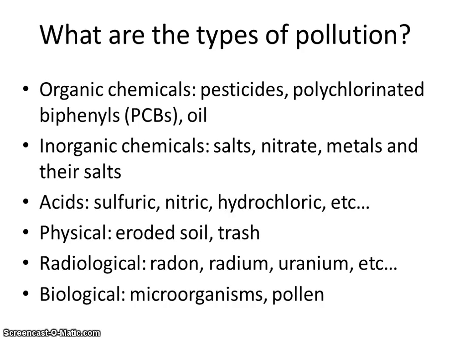What are the types of pollution? Organic chemicals such as pesticides, polychlorinated biphenyls known as PCBs, oil. Inorganic chemicals: salts, nitrate, metals and their salts. Acids: sulfuric, nitric, hydrochloric, etc. Physical: eroded soil, trash. Radiological: radon, radium, uranium, etc. Biological: microorganisms, pollen.